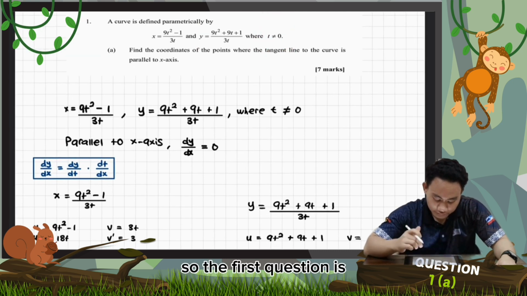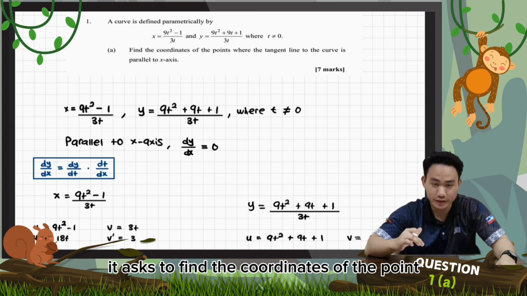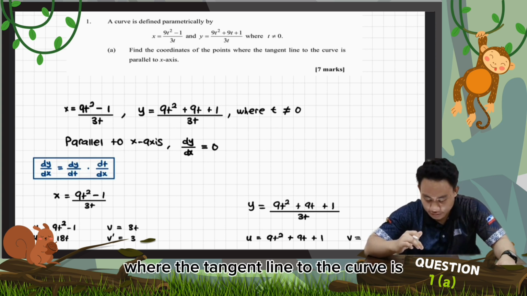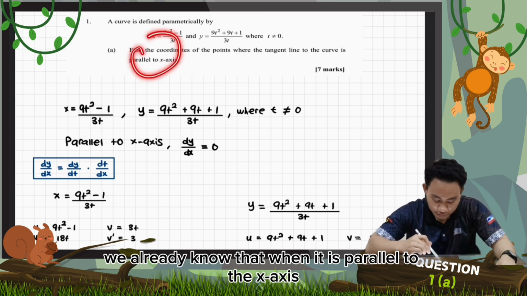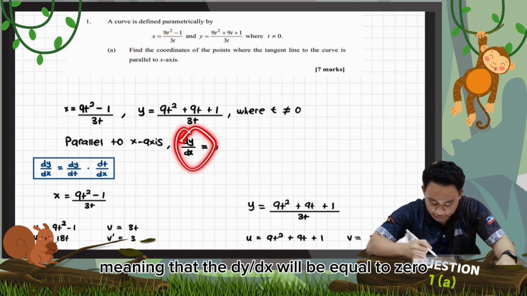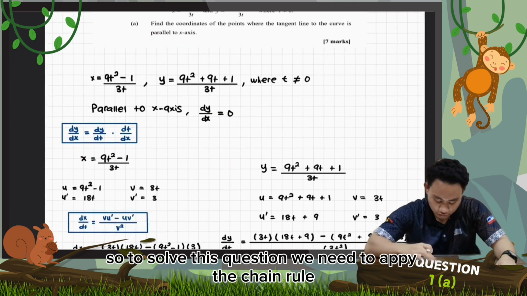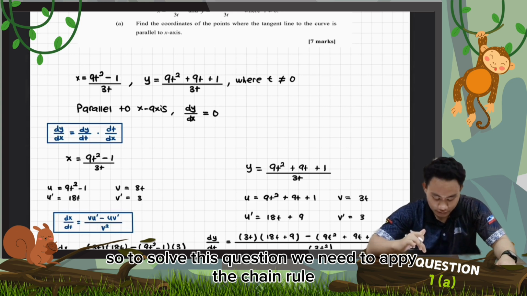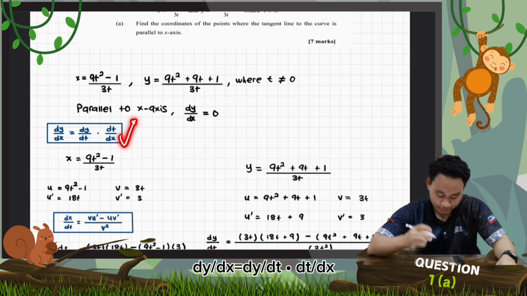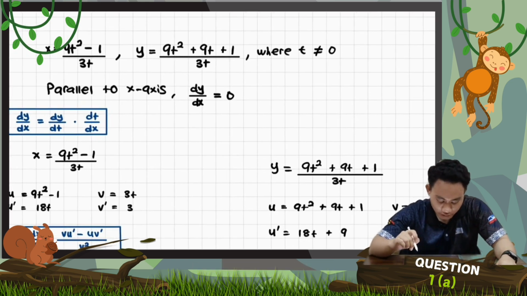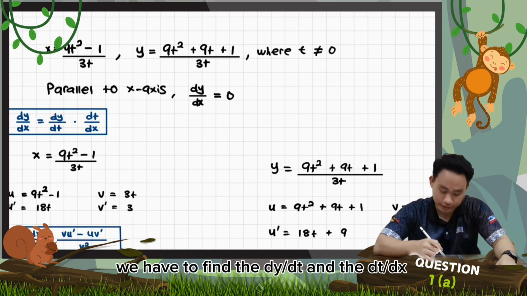The first question asks us to find the coordinates of the point where the tangent line to the curve is parallel to the x-axis. When it is parallel to the x-axis, dy/dx will be equal to 0. To solve this, we apply the chain rule, dy/dx equals dy/dt times dt/dx, so we have to find dy/dt and dt/dx.